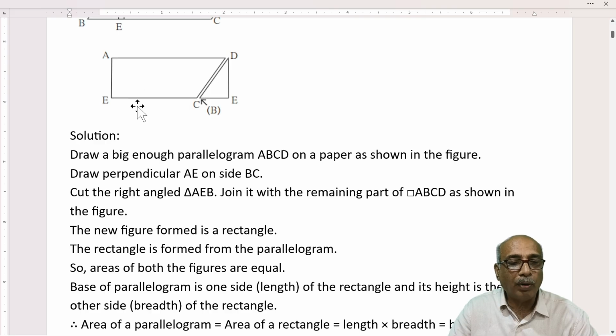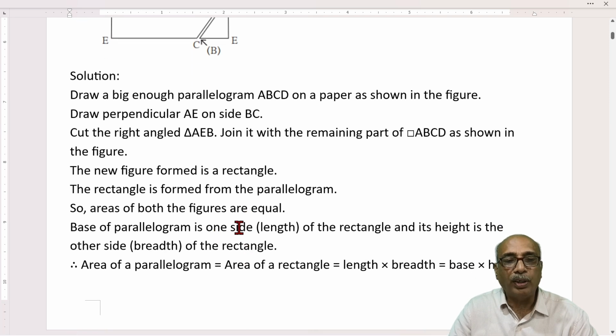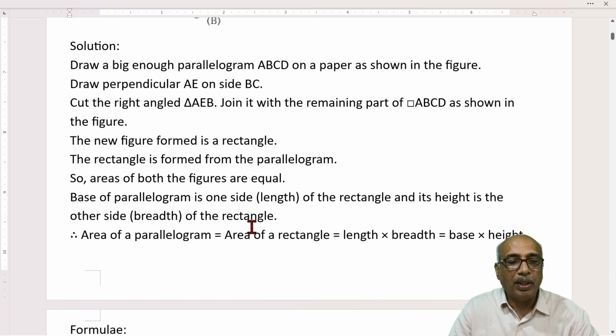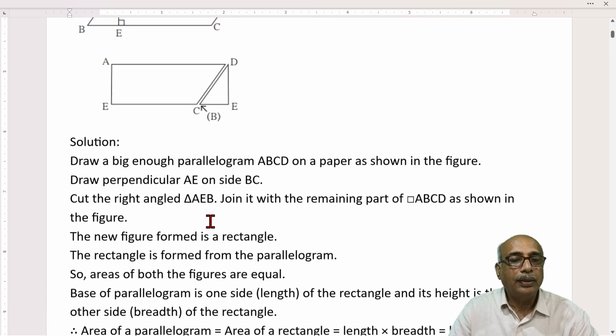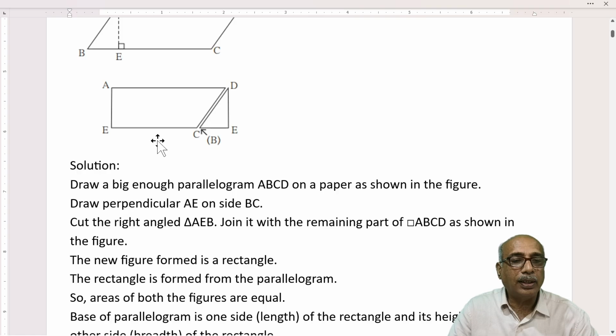The new figure formed is a rectangle. The rectangle is formed from a parallelogram, so areas of both the figures are equal. Base of the parallelogram is one side, the length of the rectangle, and its height is the other side, the breadth of the rectangle. Here you see, this is the length of the rectangle and this is the breadth of the rectangle.